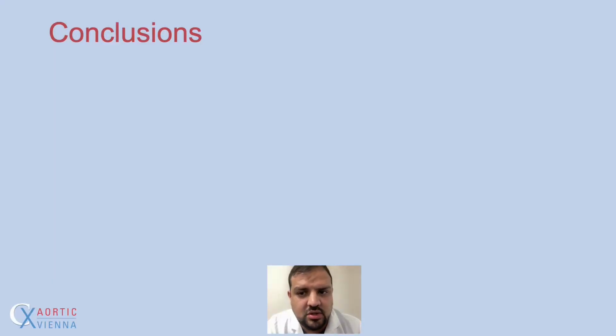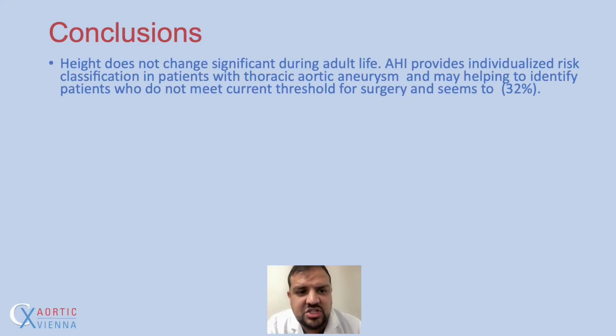As a conclusion, height does not change significantly during adult life. AHI provides an individualized risk classification in patients with thoracic aortic aneurysms and may help to identify patients who do not meet the current threshold for surgery.